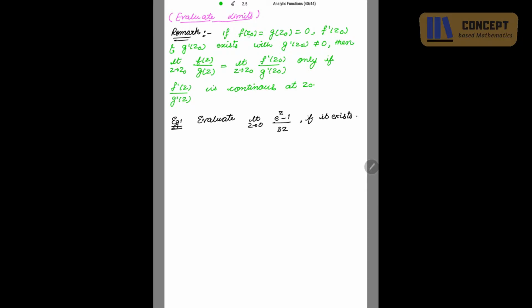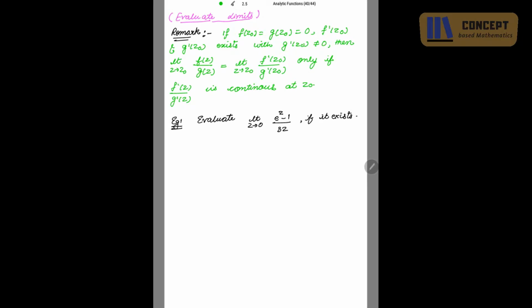If f of z0 is equal to g of z0 is equal to 0, I am having two functions f and g, where f dash z0 and g dash z0, that is their derivatives at that point z0 exist with g dash z0 non-zero, then limit z tends to z0 f of z over g of z is equal to limit z tends to z0 the ratio of their derivatives at z0 only if f dash z over g dash z is continuous at z0.